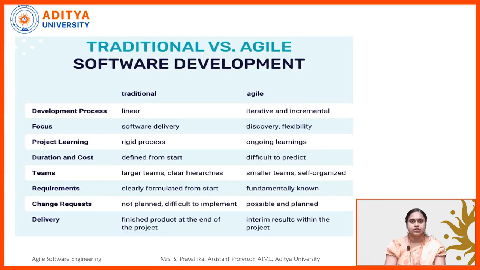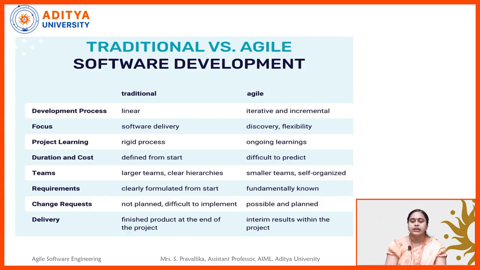So let us see the differentiation table here. Traditional versus Agile software development model. Firstly, we can see the features here, and we can observe the traditional methodology followed by the Agile methodology. The first one is the development process. In the traditional, it is linear. In Agile, it is iterative and incremental. Linear in the sense that it is going to happen in a sequential order.